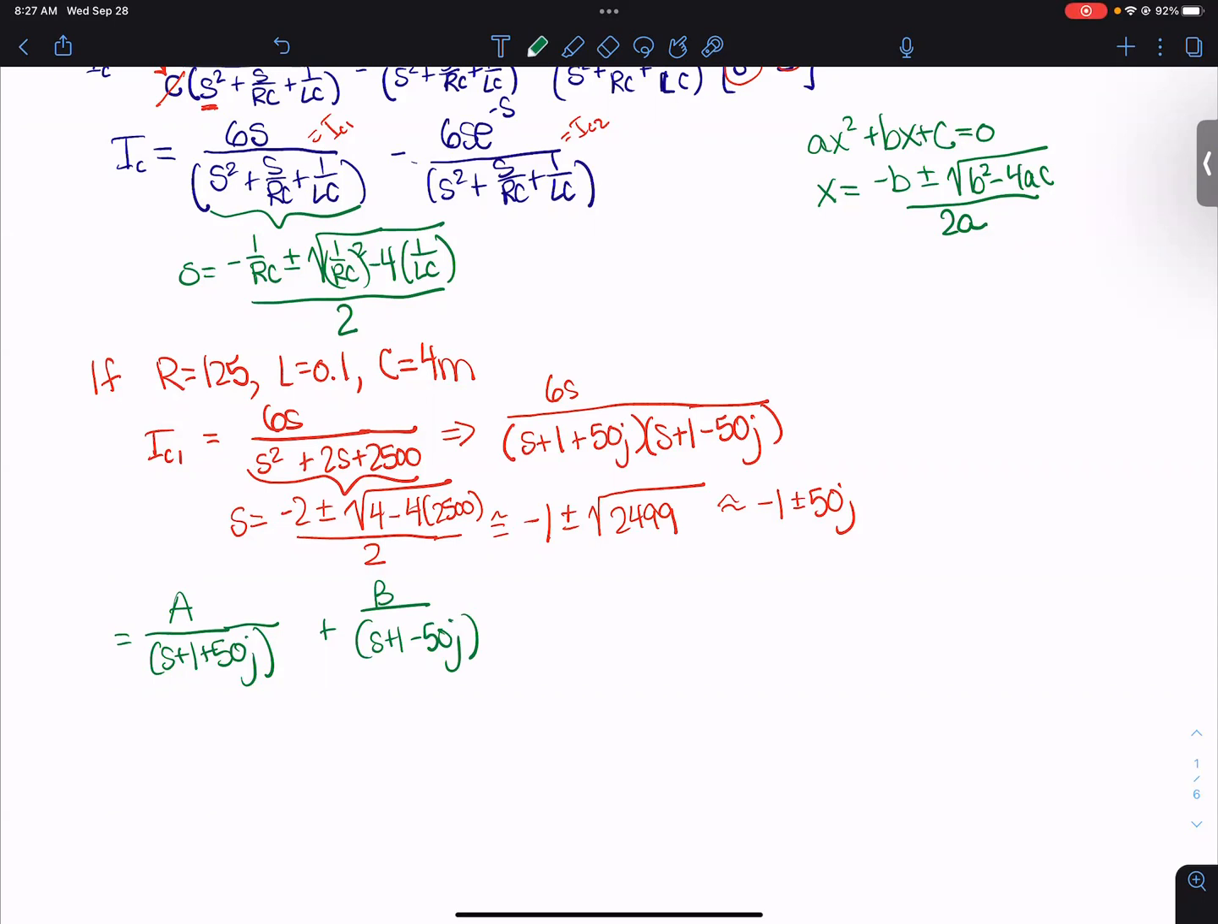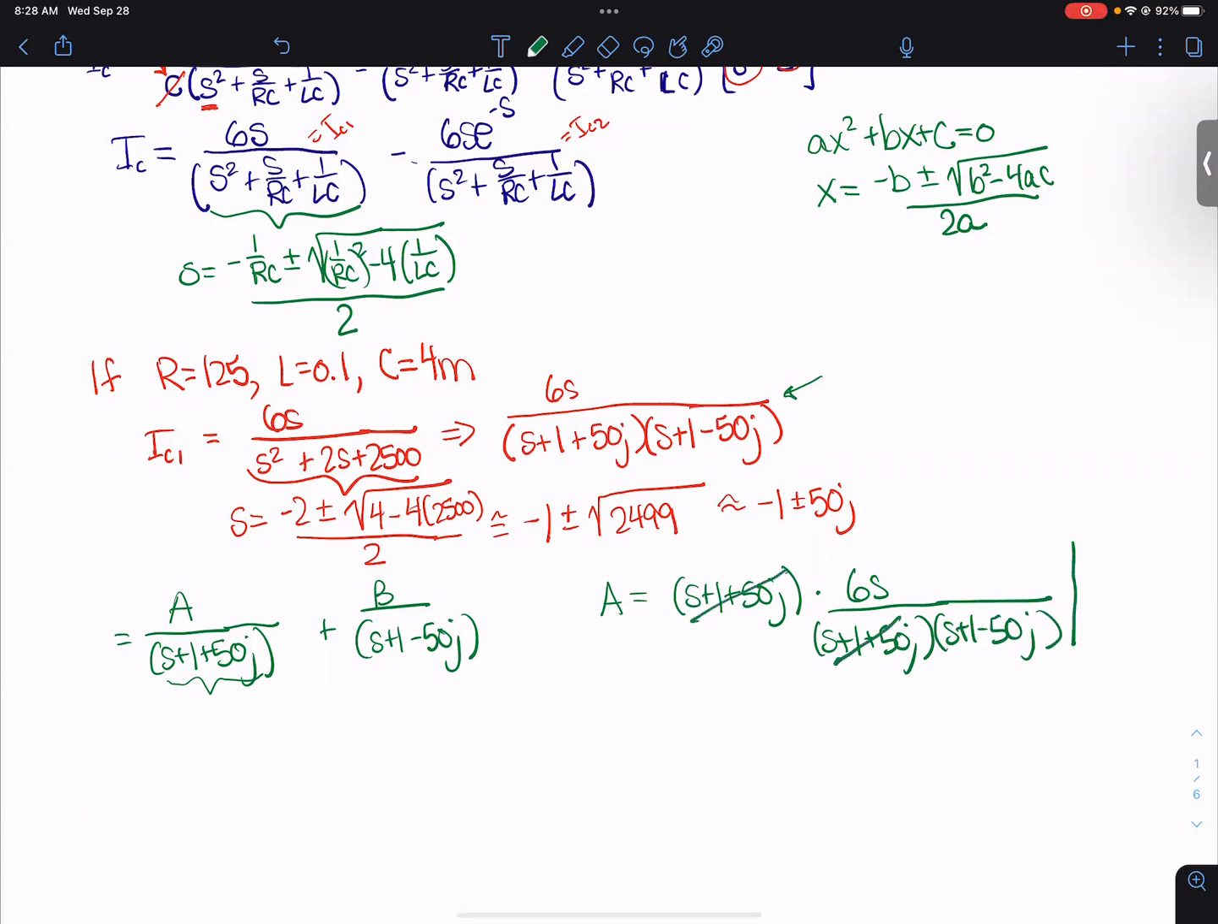All right, and you find these by multiplying the original equation by whatever's on the bottom. So A, you're going to say it's S plus 1 plus 50J times the 6S all over S plus 1 plus 50J minus 50J. And then these cancel. And I'm going to evaluate this at S when S is a -1 minus 50J.